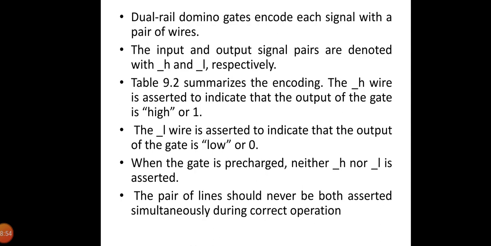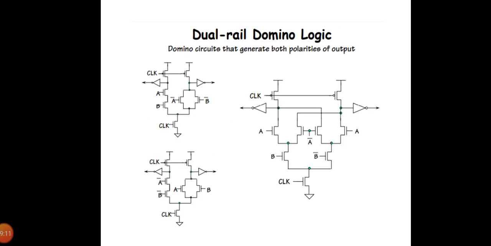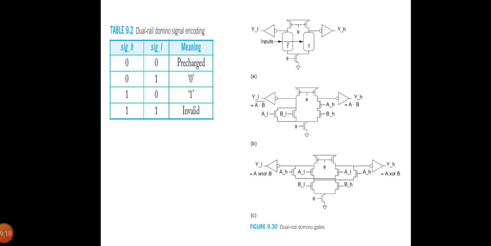The H wire is asserted to indicate that the output of the gate is high or 1. The L wire is asserted to indicate the output of the gate is low or 0. When the gate is pre-charged, neither H nor L is asserted. The pair of lines should never be both asserted simultaneously during correct operation. So this diagram shows the dual rail domino logic for various logic functions.